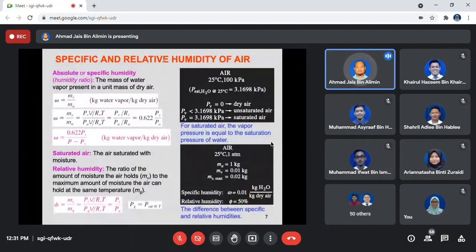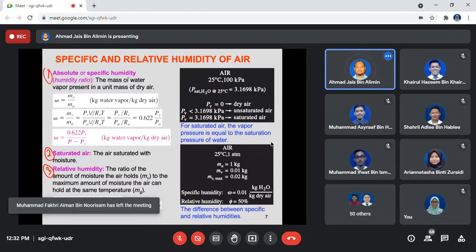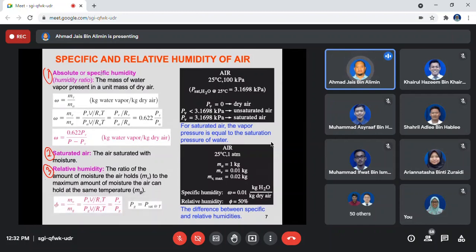Okay, the next one, after we define the atmospheric air and also the dry air, we're talking about the specific and relative humidity of air. So the first parameter is what we call the absolute or the specific humidity. This is number 1. Number 2 is the term of saturated air. Number 3 is the relative humidity. Specific humidity, or absolute humidity, or humidity ratio. So if you look here, you have 3 different terms or terminologies: absolute humidity, specific humidity, or humidity ratio.